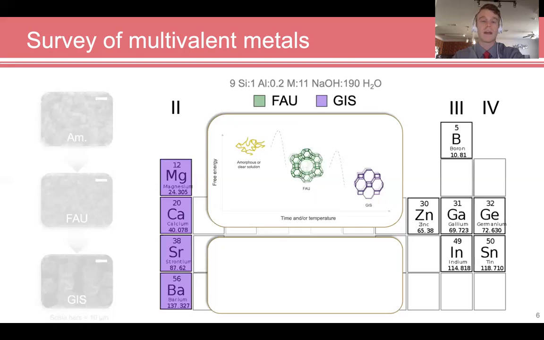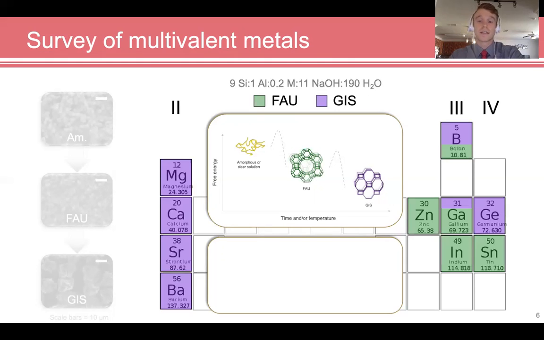So when we have alkaline earth metals over here, we see that because GIS still forms, they're really not having much of an effect on suppressing the crystallization rates. However, when we add transition metals, most especially zinc, tin, and indium, we see that we can completely suppress GIS formation. And in fact, where it would typically form in 4 days, GIS doesn't even occur for more than 4 weeks.